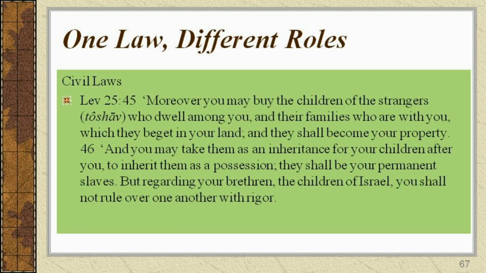In Leviticus chapter 25, verse 45, Moses also wrote, "Moreover, you may buy the children of the strangers, the toshav, who dwell among you, and their families who are with you, which they beget in your land, and they shall become your property, and you may take them as an inheritance for your children after you, to inherit them as a possession. They shall be your permanent slaves, but regarding your brethren, the children of Israel, you shall not rule over one another with rigor."